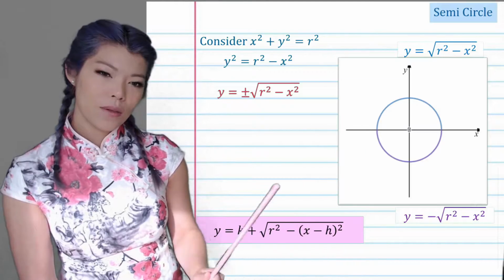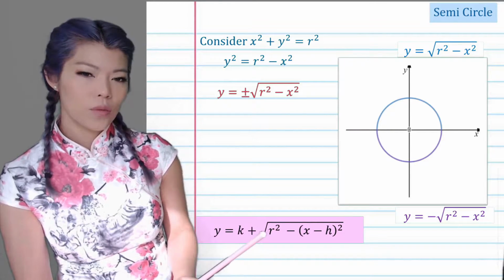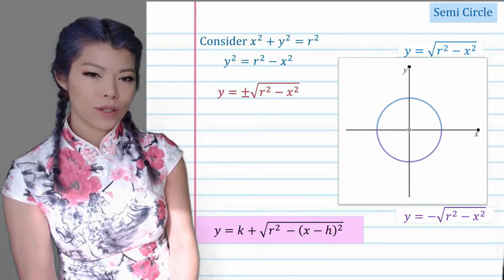So the standard equation for semicircles is k, our vertical translation, plus or minus the square root of r squared minus x minus h squared, where h is our horizontal translation.